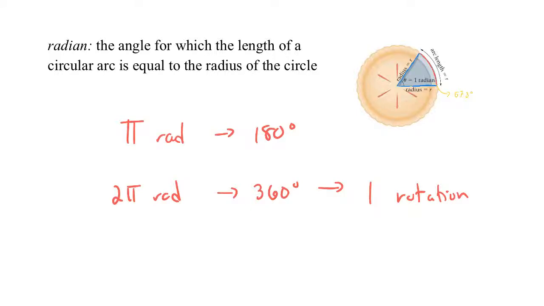Again, think about that for a second. 2 pi radians is 1 rotation. The whole concept behind that is going to come from what's called the unit circle in your math class. And the unit circle is a circle where the radius is 1.